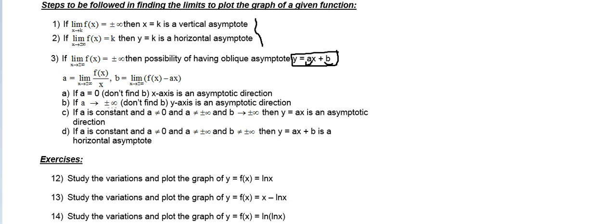But if a is a constant number, not 0 and not approaching infinity, and at the same time b approaches plus or minus infinity, this means y equals ax is the asymptotic direction, because we found y equals a times x. If a is not 0, not infinity, and b is not infinity, meaning a is a number and b is a number, then y equals ax plus b is an oblique asymptote. These are the 4 cases.